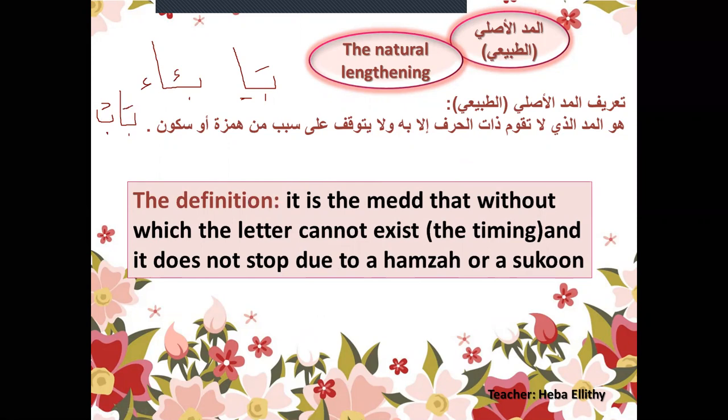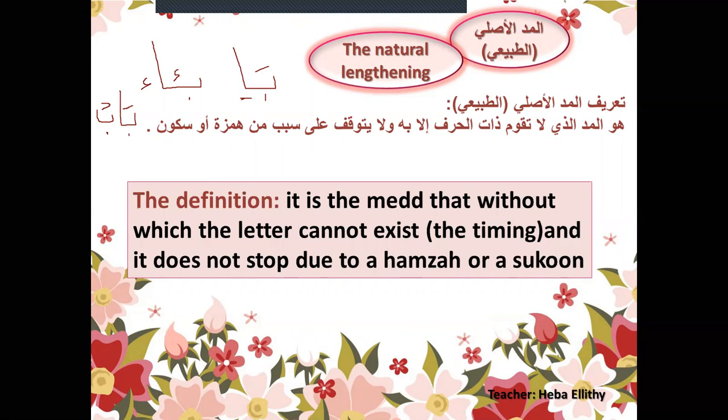So one of the signs to know this is مد طبيعي, I should look at the حركة before the مد letter. If it's ألف ساكنة and there is فتحة before it, then this is مد طبيعي. If it's ياء ساكنة and there is كسرة before it, then it's مد طبيعي. If it's واو ساكنة and there is ضمة before it, then it's مد طبيعي. This is my first sign to tell.